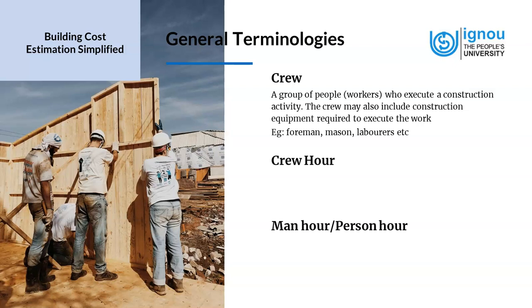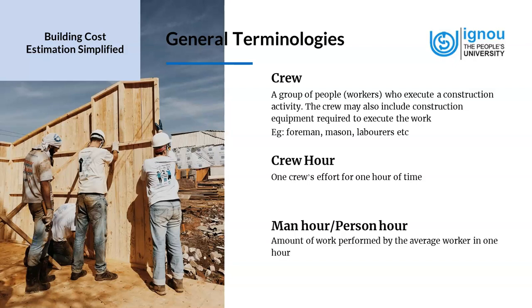Now, when we have the concept of crew, let's check out what a crew hour is. A crew hour is the effort of one crew for 1 hour of time. So that will be the group's effort, the output or productivity of that particular crew for 1 hour of time. Now, man hour or person hour, that is at a more individual level, it is the amount of work performed by the average worker in 1 hour. Again, this is to find out the productivity of labor that we use these concepts.